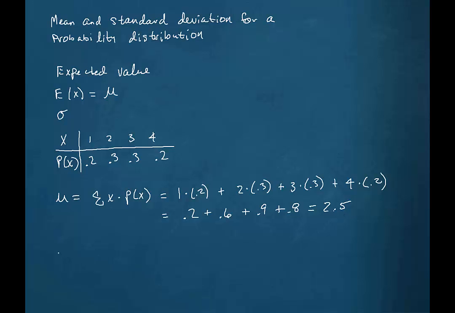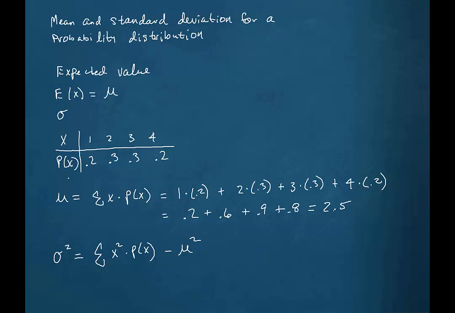Now the standard deviation for a probability distribution is found, just like always, we're going to find the variance first. And the variance is found by this formula right here. We're going to add up the squares times the probabilities. So in other words, we're going to square each data value, multiply those by their respective probabilities, add them up, and then subtract the square of the mean, so the square of what we just found.